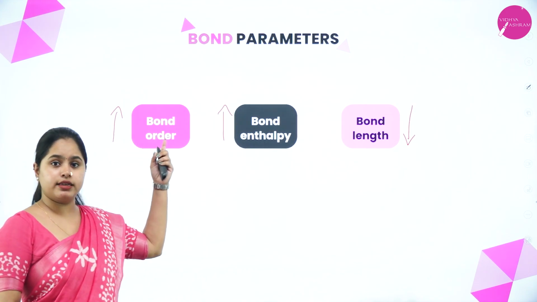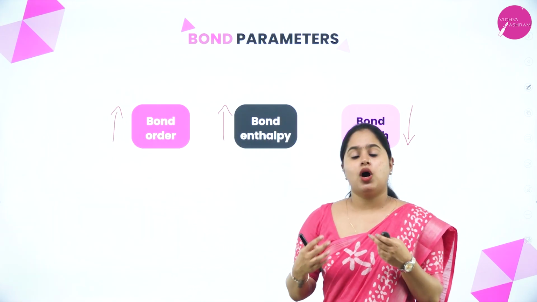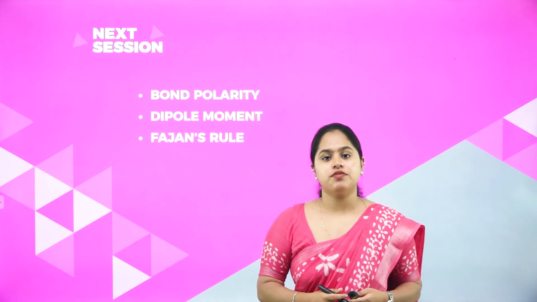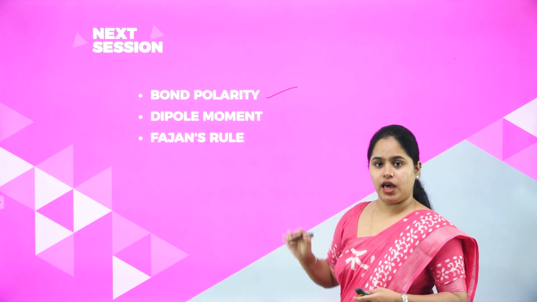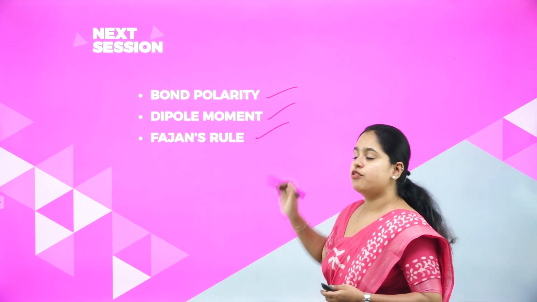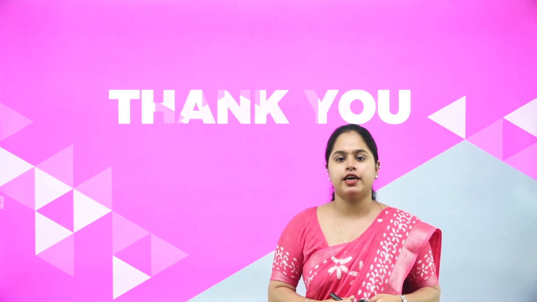So this is the relation between them. When bond order increases, bond enthalpy increases and bond length decreases. So that is how the different bond parameters are interlinked with each other. In the next session, we will be discussing bond polarity, dipole moment, and then Fajan's rule. I hope what we have discussed in this session is clear for you.